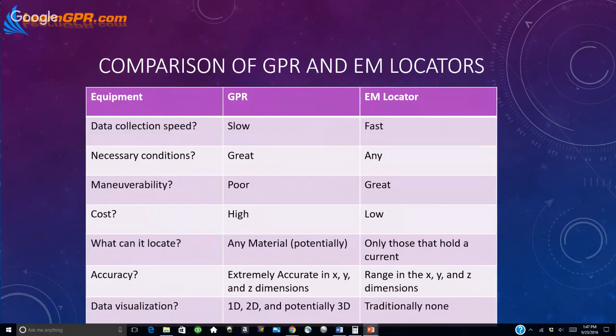So, the necessary conditions for using GPR versus EM locators. Well, for GPR, you have to have pretty good conditions, really nicely manicured surfaces. On concrete, it works really well. On asphalt, it works really well. On cut grass, it works really well. It can work well in higher, taller grass. I've certainly done that before. And you can get into forests that aren't too dense, but it really becomes limited in situations where there's a lot of obstructions on the ground surface.